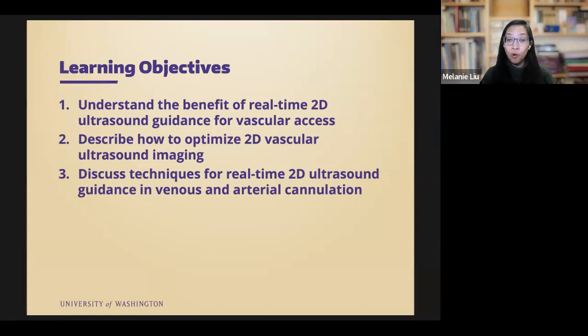I do want to start off with a quick poll because I want to understand how much I am actually preaching to the choir here. This is just a quick poll on your practices in terms of what you use ultrasound for. There are going to be 3 different questions. The first is, how often do you use ultrasound for internal jugular venous cannulation? The second is, how often do you use ultrasound for subclavian vein cannulation? And third is, how often do you use ultrasound for arterial cannulation? I'll give you a minute to do that.